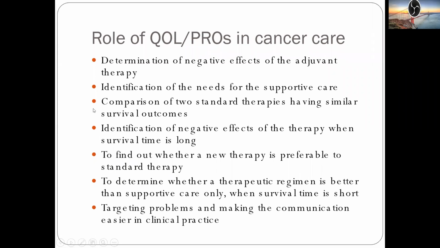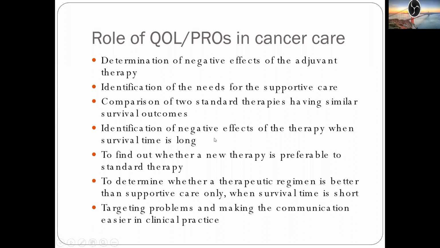These PROs, that is the patient reported outcomes, can also be used in situations wherein there is a comparison of two different standard therapies having similar survival outcomes, but their quality of life may be different. For example, in surgery, there are two different techniques available, and the quality of life may be different for these two techniques. So these questionnaires can be used to compare these two different techniques.